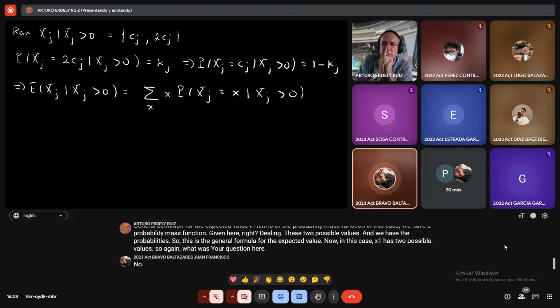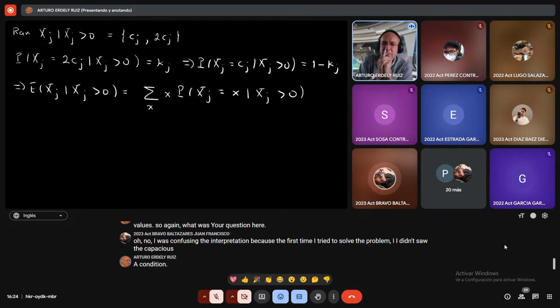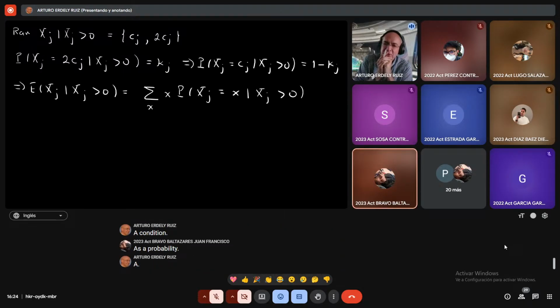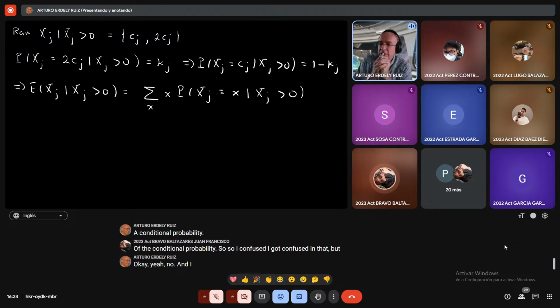Oh no, I was confused in the interpretation, because the first time I tried to solve the problem, I didn't see the kappa j as a conditional probability. So I got confused in that. But no, I understand, it's all clear. Thank you.